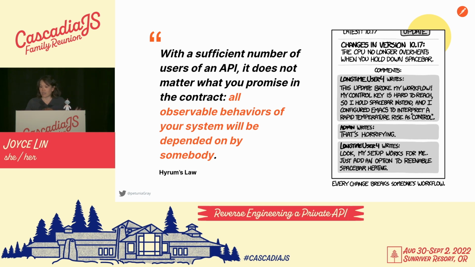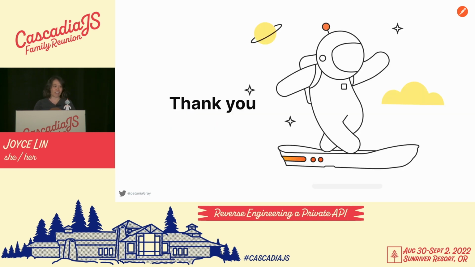I'll just read it out loud. Somebody's releasing changes to version 10. The CPU no longer overheats when you hold down spacebar. And a longtime user complains, this update broke my workflow. My control key is hard to reach, so I hold spacebar instead. And I configured Emacs to interpret a rapid temperature rise as control. And that's just their workflow, man. You've got to know that you're going to be breaking a flow and other people are going to try to tap into undocumented aspects of your API. And that's all I have. Thank you very much for your time.